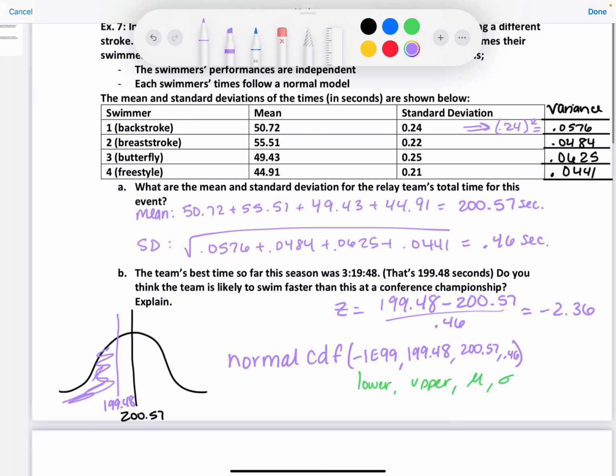So to get there, you're going to hit on the calculator second. Let me see, it's second, I think it's the VARS button. It gives you distribution or something. And then you're looking for normal CDF, and then you type all that in.